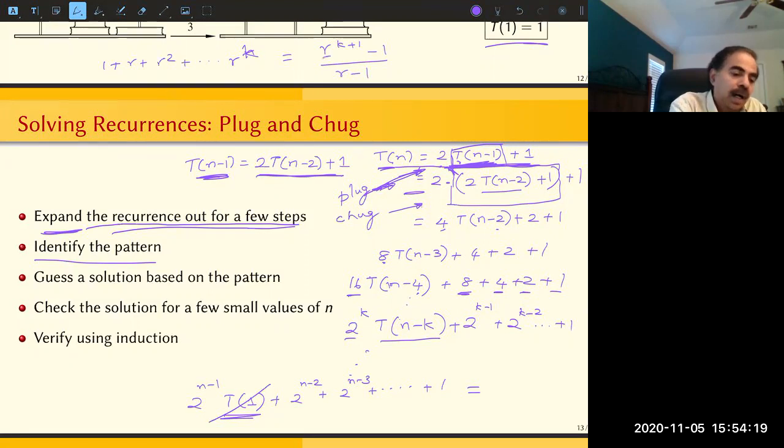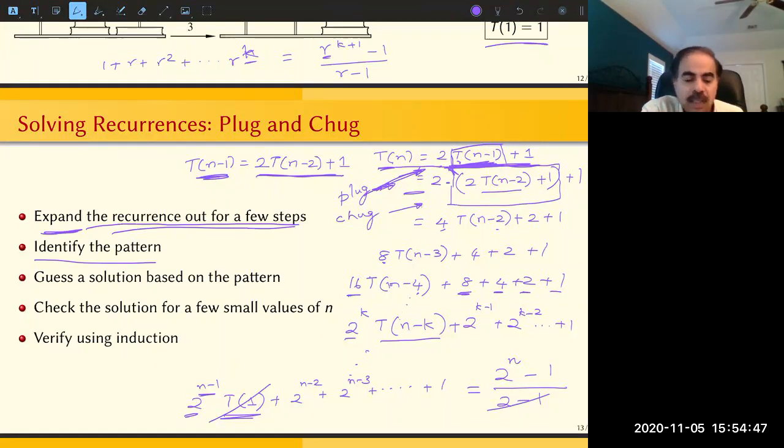So r here is 2, and k is n minus 1, right? So if k is n minus 1, k plus 1 is going to be n, so we get 2 to the power n, then minus 1, and then 2 minus 1 in the denominator, again substituting 2 for r. So this is just going to become 1, right? So 2 minus 1 is just 1. So the answer is 2 to the power n minus 1.